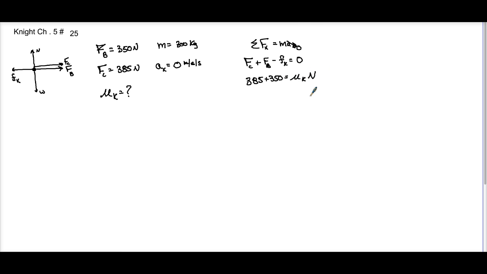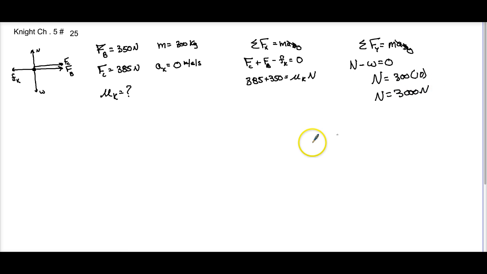We don't know the normal force, but we can find it if we look at our free body diagram. We see that the normal force can be found in the y direction, so we just do the same here. The sum of the forces in the y direction is equal to ma sub y, and it's not accelerating in the y direction, so that becomes 0. So we get the normal force minus the weight is equal to 0, or the normal force is equal to the weight, which is just m times g, so it's 300 times 10, and the normal force is then equal to 3,000 newtons. And I can plug that back in right here.